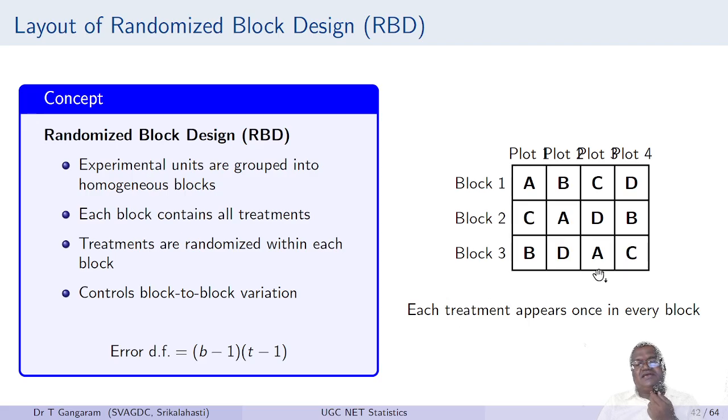This is an example of a layout of randomized block design. Here we have 4 plots, 3 blocks, 3 homogeneous groups. Each treatment appears only once in every block.